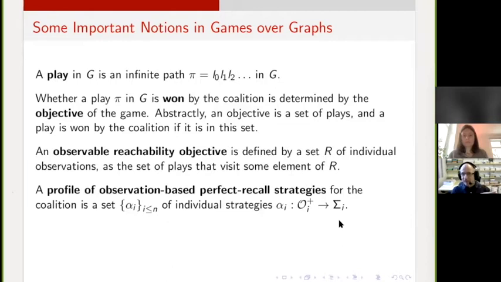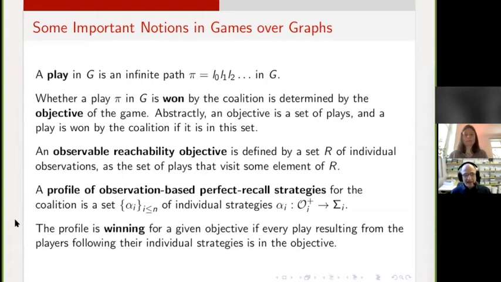Now, if we very strongly limit the strategies so that they are only allowed to depend on the last observation, then instead of O plus, you just ignore the plus here. So mappings from O i to sigma i, this class of strategies are called memory-less strategies or positional strategies. Okay? And then we say that the strategy profile of a team is winning for that team if and only if every play that results from the players following their individual strategy is in the set defined by the objective. Then we say that the strategy is winning for this objective. Any questions about these notions?